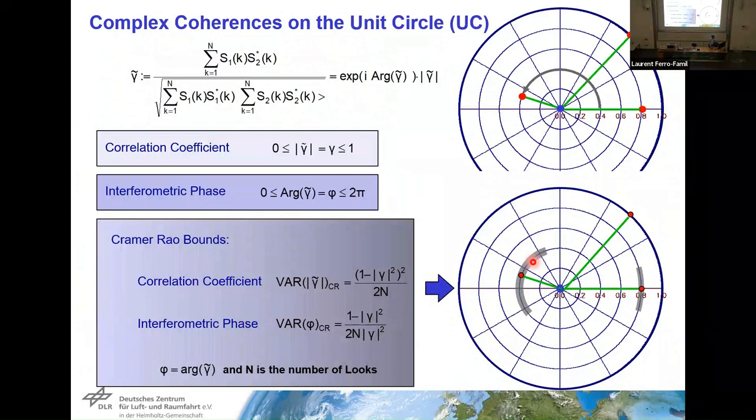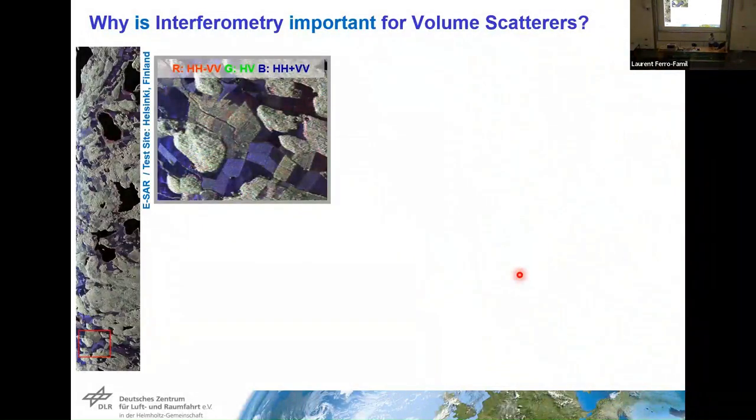Now, of course, what you would like is to reduce this uncertainty on the phase. One possibility is to increase your number of looks. But if you cannot do this, then you need to increase the coherence. And this might be easy or might not be easy. This is why this introduction is important for me: it allows you to understand why interferometry becomes important for volumes, because volumes don't have a coherence of one, they have a lower coherence.